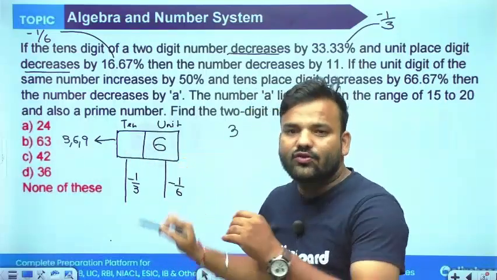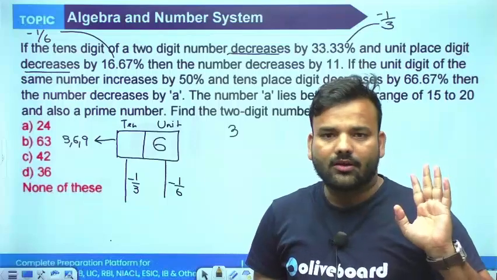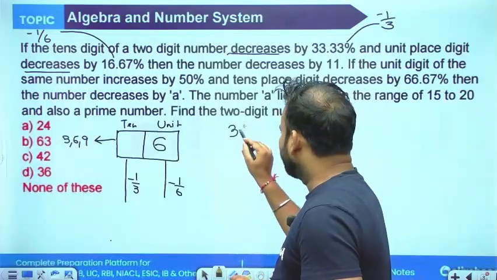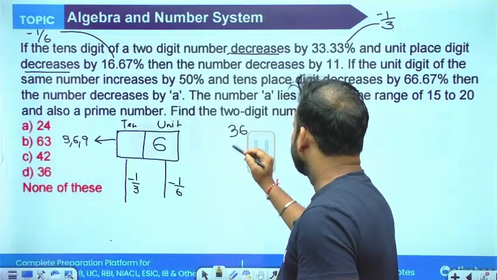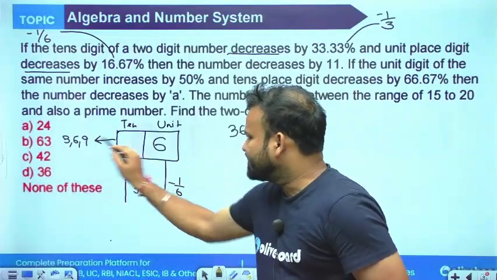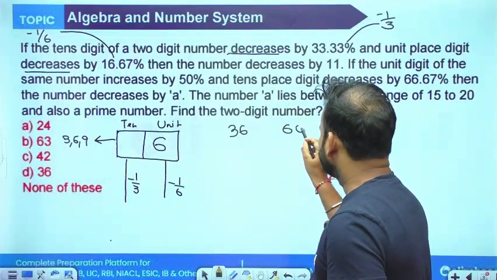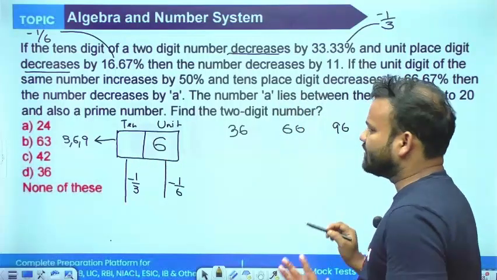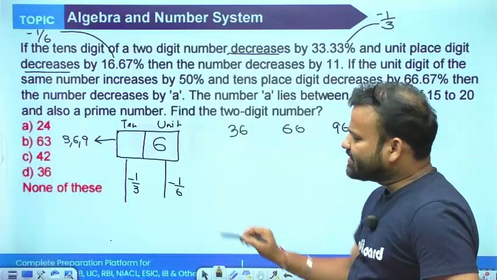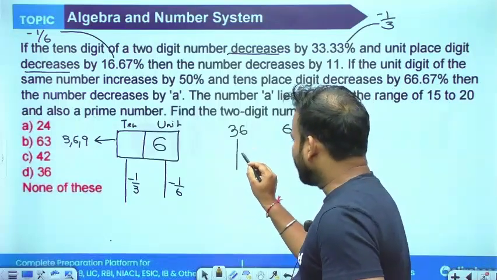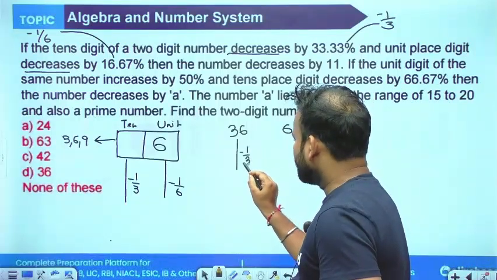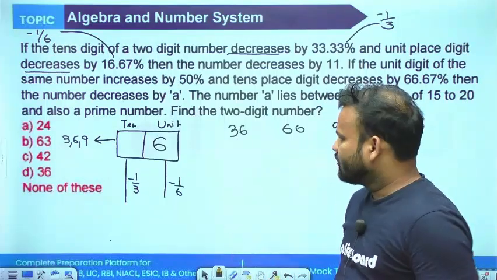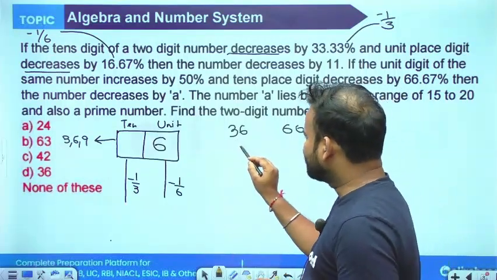So the unit place will be 6 for sure, because we will be able to calculate 1/6 of 6 only. So the number will be either 36, or 66, or 96. Out of these three, any number can be there. Now the number is reduced by 1/3. If this is the real number, let's check this out. The unit place is reduced by 1/6.